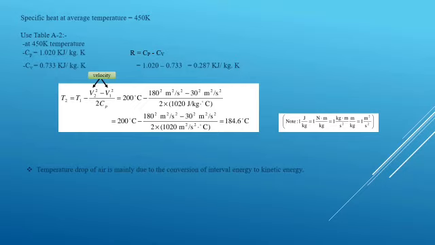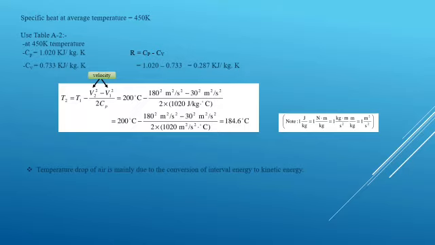After that, we use specific heat at different temperature, at 450 K. We use table A2 to obtain Cp and Cv, that will lead to R being obtained. R is obtained with Cp minus Cv, which is 1.020 minus 0.733, that we obtain 0.287 kilojoule per kg K.